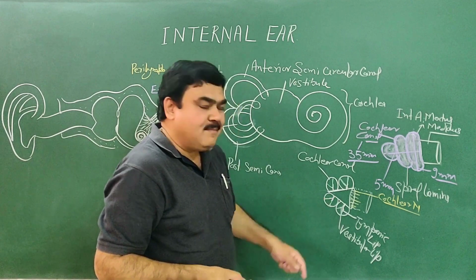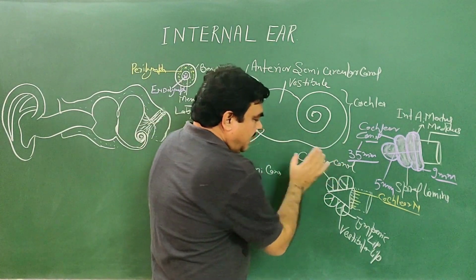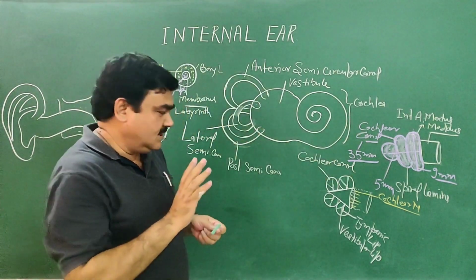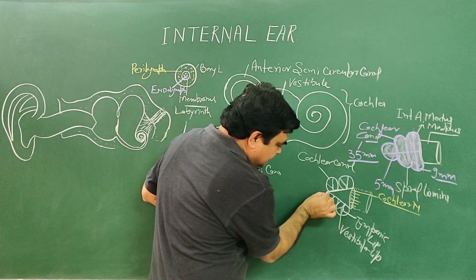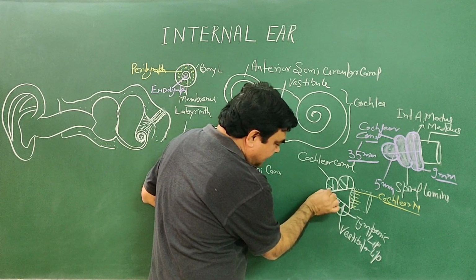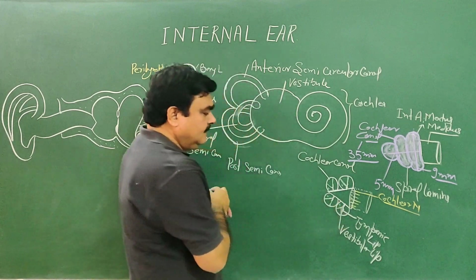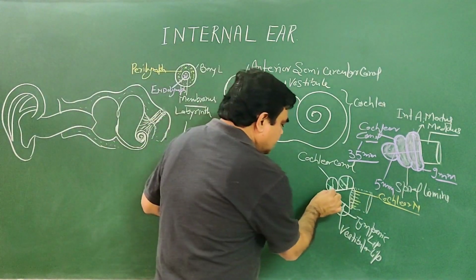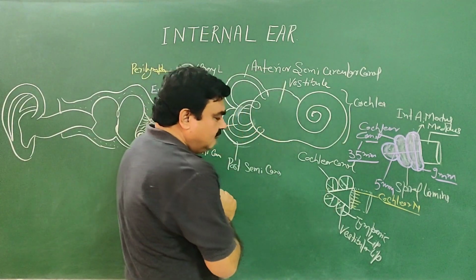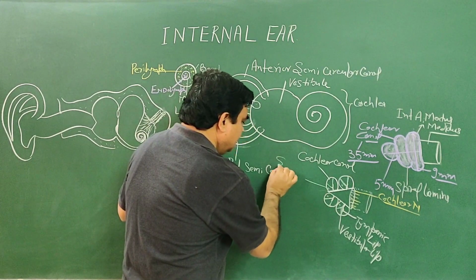By these two membranes, this cochlear canal is divided into three parts. One part is towards the apex. This part is known as scala vestibuli.